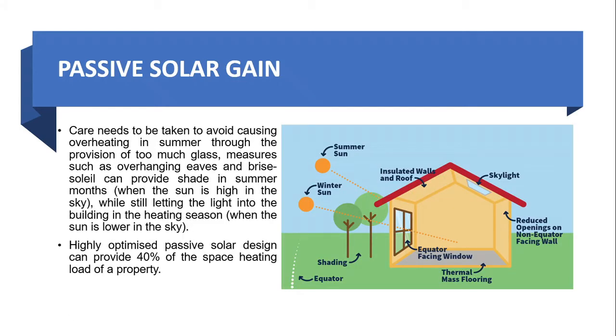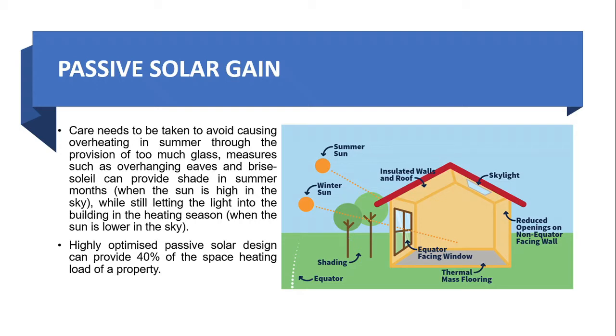Here's another elaborated example of the passive solar gain. Winter sun can easily get inside the building, and for the summer sun we have used overhangs or shades maybe so that the summer sun does not get inside the building. We have increased the thermal mass of the building by using insulated walls and roofs. We have provided a skylight here. We have actually reduced the number of openings on the non-equator facing wall here, so that the summer sun especially does not get inside the building. And for shading purpose, we have provided foliage, landscaping.